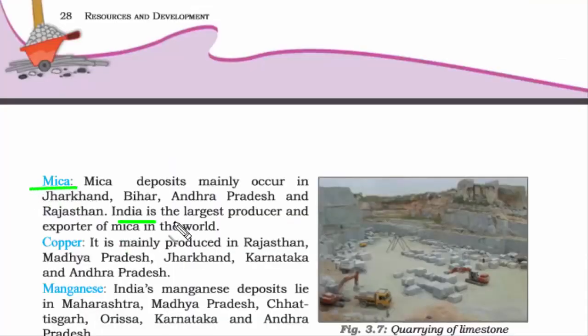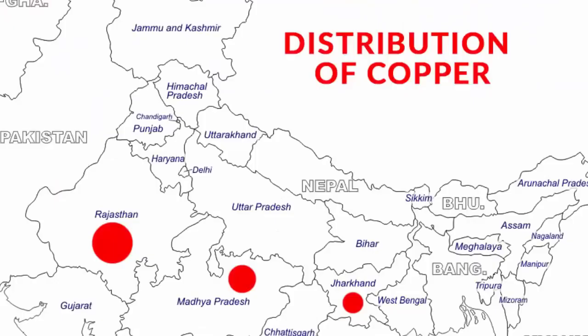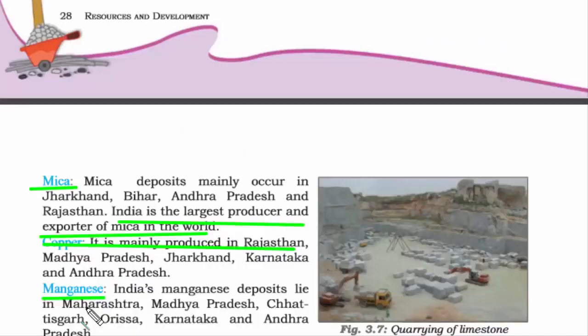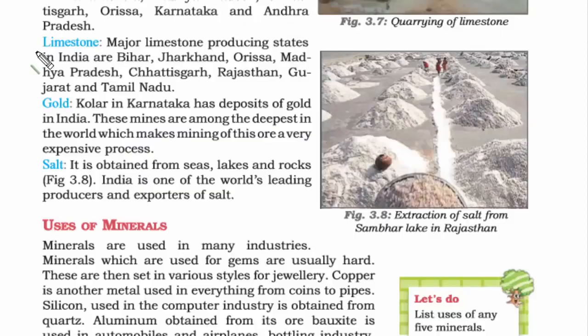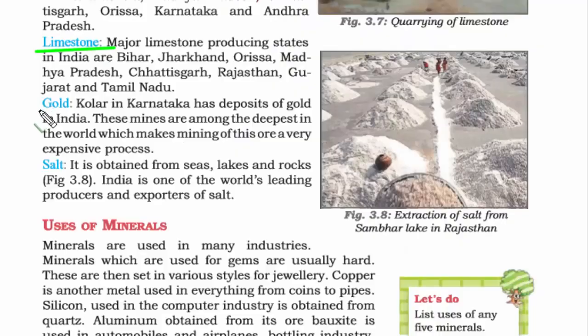And remember, bauxite is an ore of aluminium. Then we have mica. India is the largest producer and exporter of mica in the world. Again, look at the map and see the places. Copper is produced in Rajasthan, Madhya Pradesh, Jharkhand, Karnataka and Andhra Pradesh. Manganese is found in Maharashtra, Madhya Pradesh, Chhattisgarh, Orissa, Karnataka and Andhra Pradesh. Next we have limestone. Again, pause the video and look at the map. The next mineral is gold.